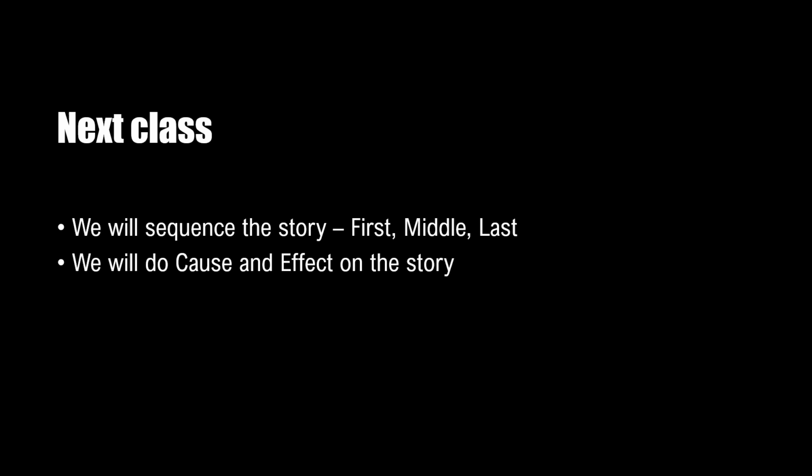So that was all for today's class on how to describe characters. In the next class, we are going into two new objectives. The first one is we will sequence the story. We will find out what is happening at the first, what is happening in the middle, and what is happening at the end of the story. Then we are also going to find out the many causes and effects that we have in the story.